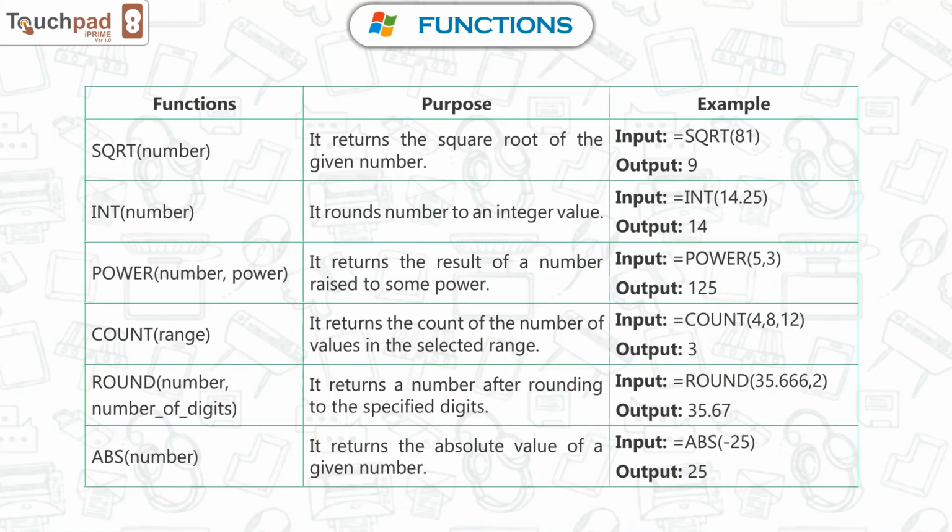SQRT(number). It returns the square root of the given number. Input is =SQRT(81). Output: 9. INT(number). It rounds a number down to an integer value. Input is =INT(14.25). Output: 14. POWER(number, power).